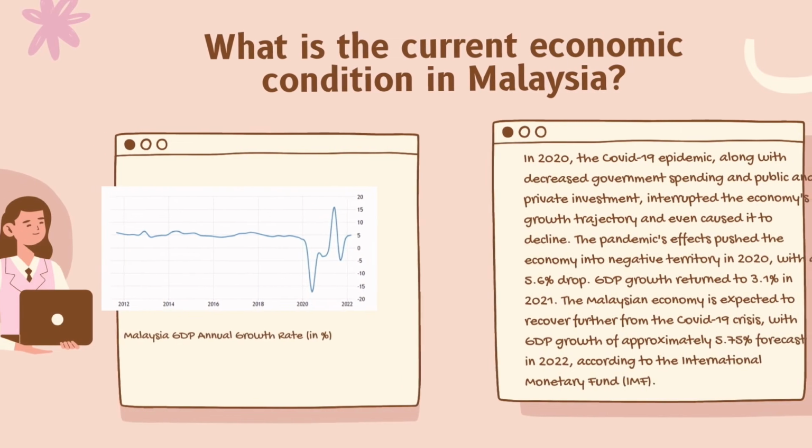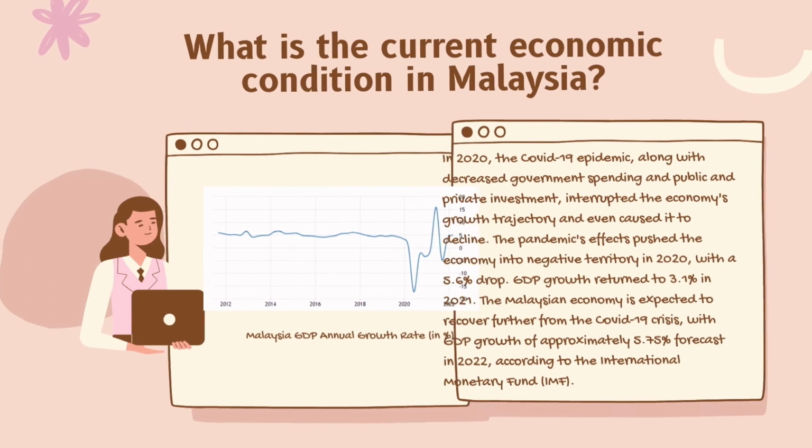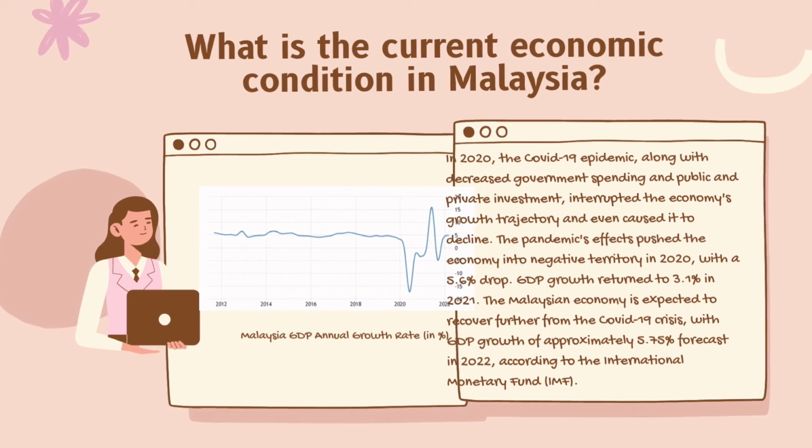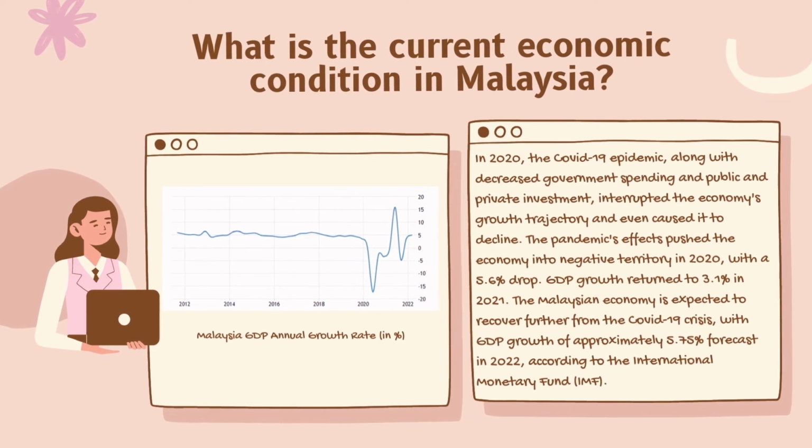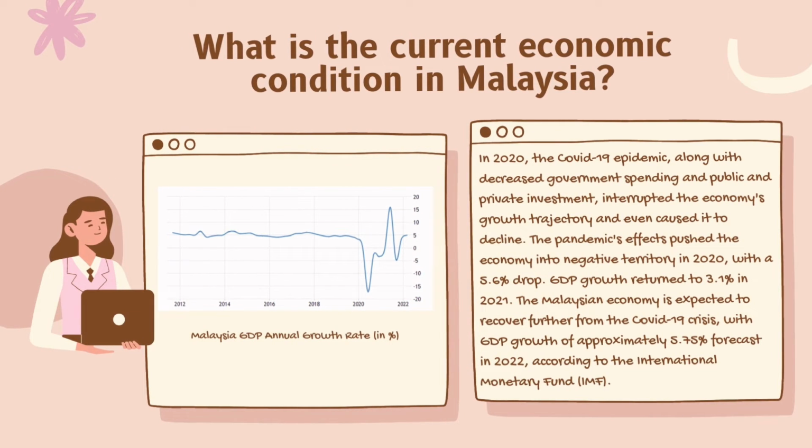What is the current economic condition in Malaysia? In 2020, the COVID-19 epidemic, along with decreased government spending and public and private investment, interrupted the economy's growth trajectory and even caused it to decline. The pandemic's effects pushed the economy into negative territory in 2020 with a 5.6% drop. GDP growth returned to 3.1% in 2021.